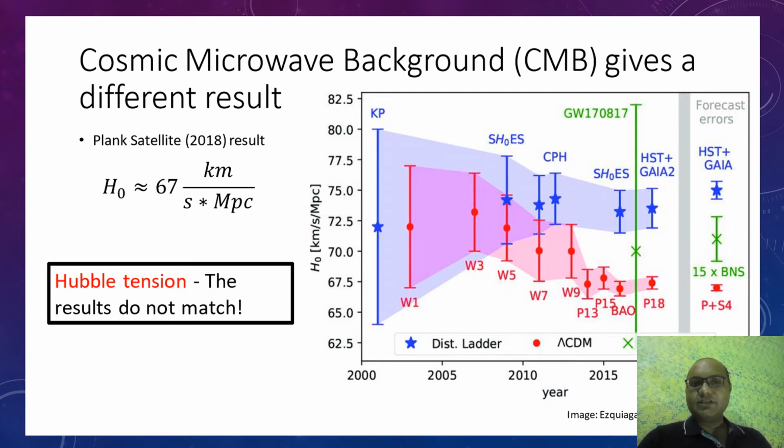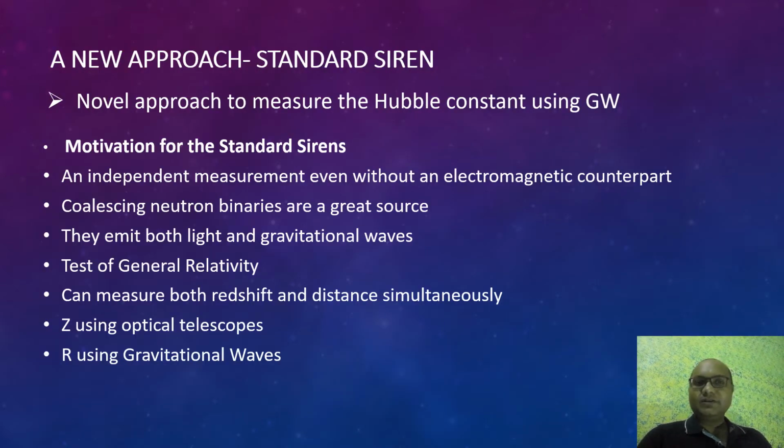What you see here, ranging from 2000 to 2020, is that we have so many different values with different error bars and different accuracies for H0. The values do not match, and that's why we term it the Hubble tension. Now we have reached a new approach, the standard siren, a novel approach to measure the Hubble constant, and we use gravitational waves for measuring the value of the Hubble constant.